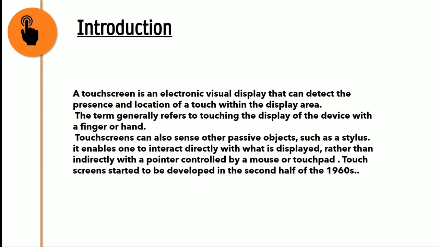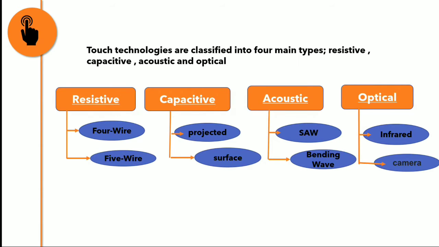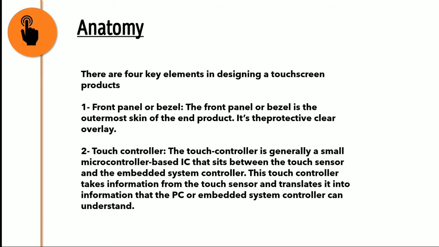What is a touchscreen? It is an electronic visual display that can detect the presence and location of a touch within the display area. The term generally refers to the touching of the display with our hand or finger, but it can also sense other passive objects like a stylus. There are so many categories under touchscreen technologies, but they are classified into four main types: resistive, capacitive, acoustic, and optical. Subcategories of these we'll discuss later.